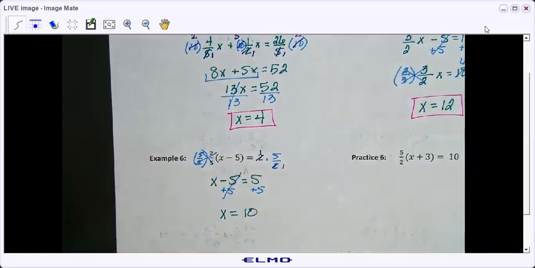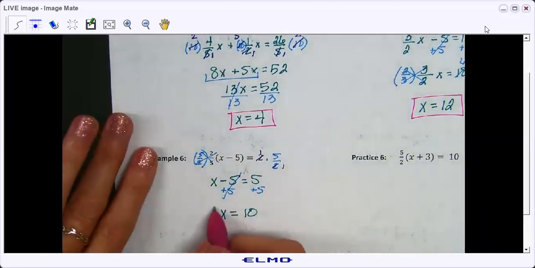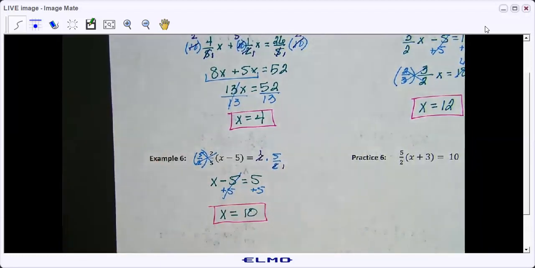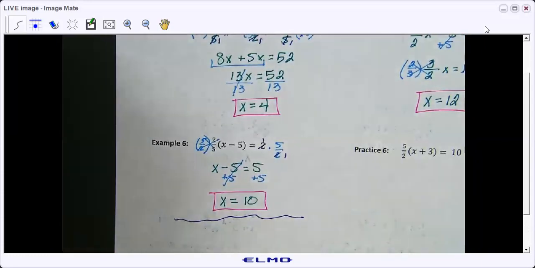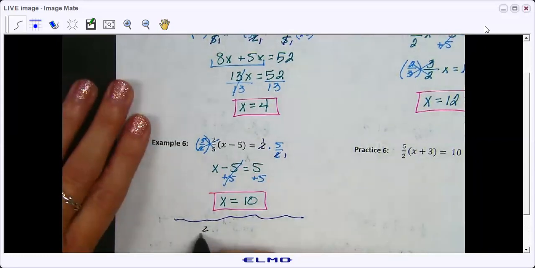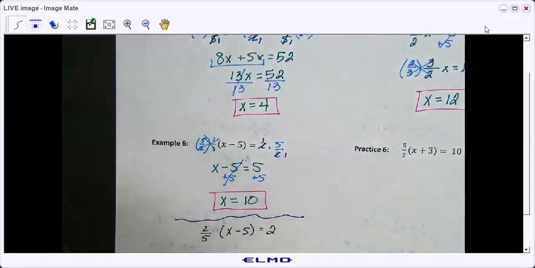Now, if you had already done this problem and you got x equals 10 doing the way that you did it, then you are doing it correctly. You're just doing it a different way. Okay, now what I'm going to do is solve it the way that some of you did by distributing the 2/5. So 2/5 times x minus 5 equals 2. So let's see what it looks like when we do this.